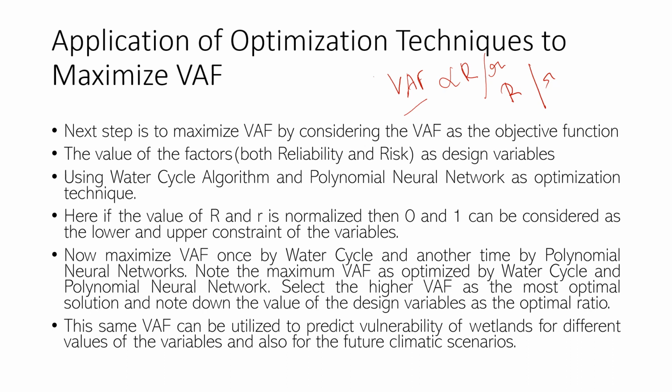Remember, our goal is to find the optimal VAF with which we will compare the current VAF or the future climatic VAF to find the actual level of vulnerability of a wetland. Okay, so here the optimization techniques will be the water cycle algorithm and polynomial neural network, and both the algorithms will maximize the objective function, and both will give you two different maximum values of VAF.